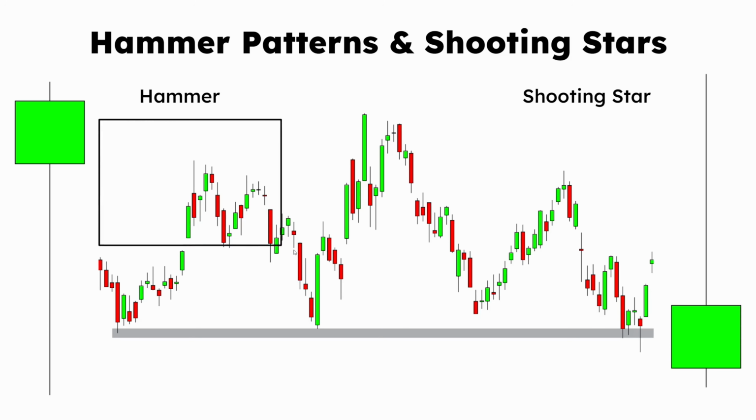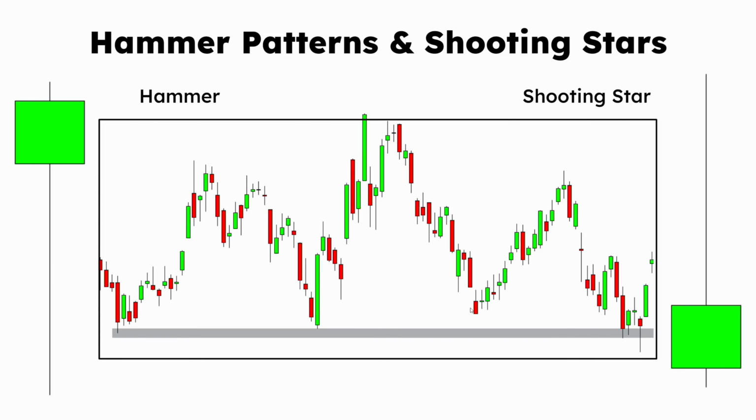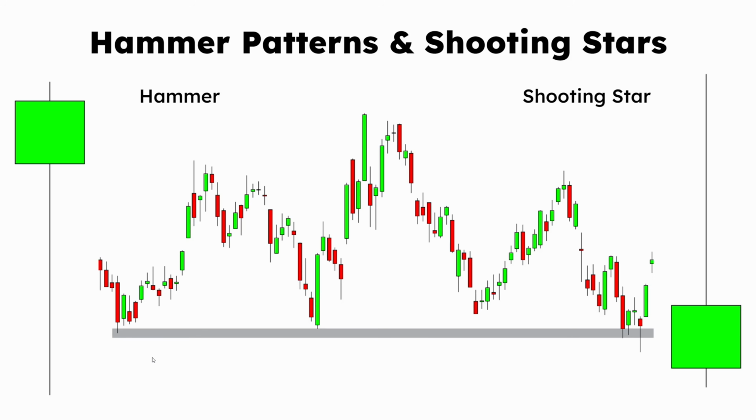And now if you want to, you can once again look at this chart and try to see if you can identify a shooting star. So if you want to, you can pause the video right here. But in this case, we can't really find any valid shooting star. And why is this the case?